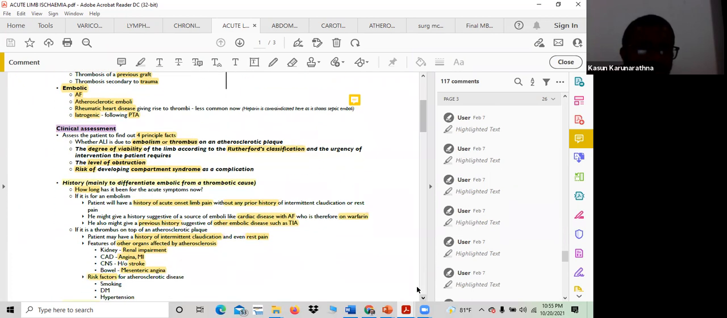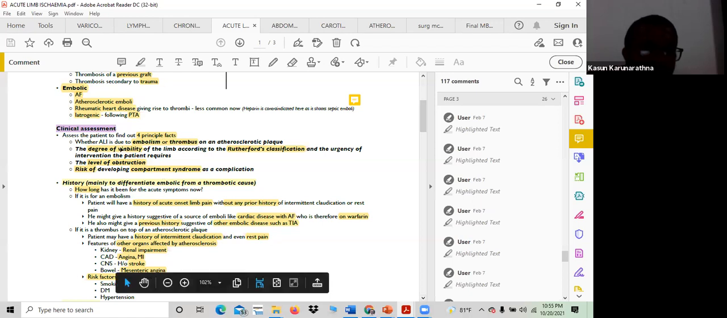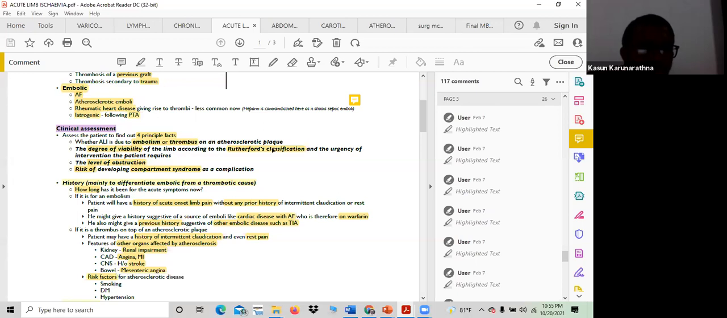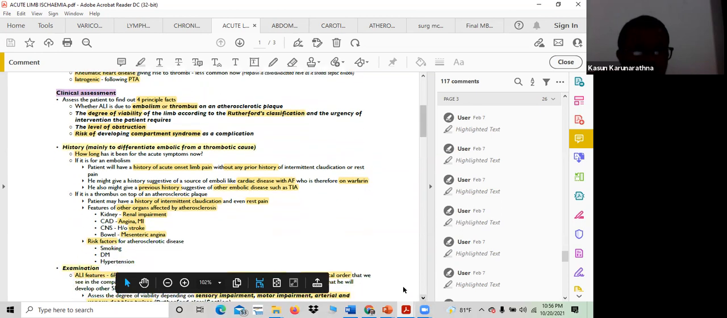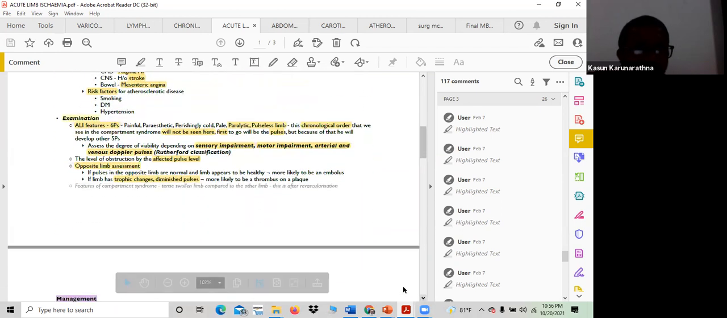With regard to clinical assessment, assess the patient to find out 4 principal factors: the acute limb ischemia due to embolism or thrombus on an atherosclerotic plaque, degree of viability of limb according to the Rutherford classification, level of obstruction, and risk of developing compartment syndrome. Right? Then in examination, acute limb ischemia has 6 P's: pain, paresthesia, perishing cold, pallor, paralysis, and pulseless limb. The chronological order that we'll see in the comparison will not be seen here. First to go will be the pulses. But because of that, he will develop other P's, 5 P's, right?